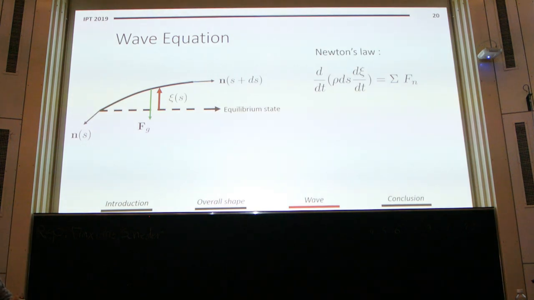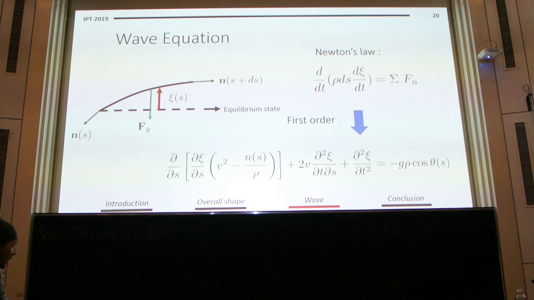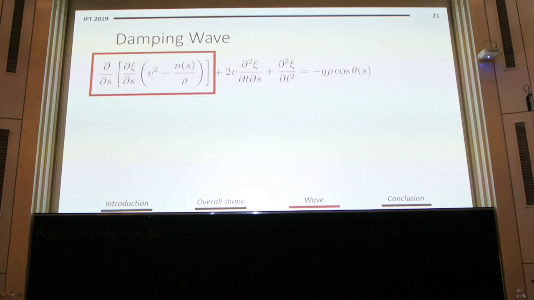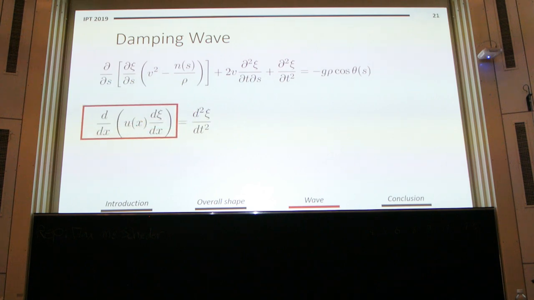Well, first of all, let's derive an equation. Starting from the equilibrium, we consider small displacement, and using only Newton's law and keeping first order terms, we can get this equation. So now let's focus a bit on this equation and see some important terms. The first one here is quite similar to the well-known wave equation, and this part is the phase velocity.